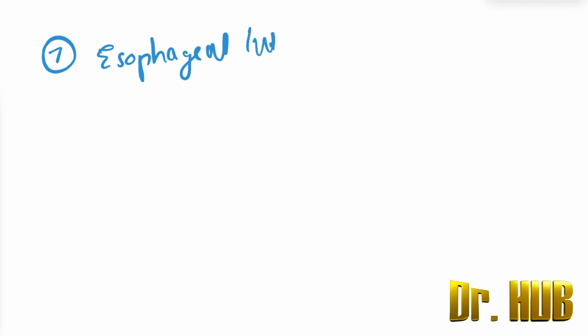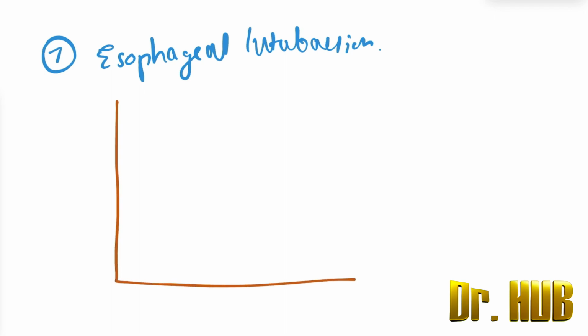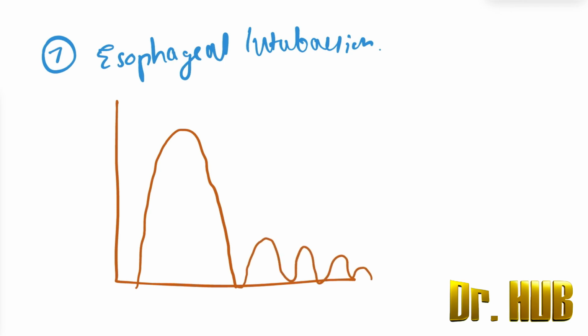Next we move on to type 7, the esophageal intubation. Under esophageal intubation, there is a big peak, and then it oscillates with smaller peaks. This is the esophageal intubation.